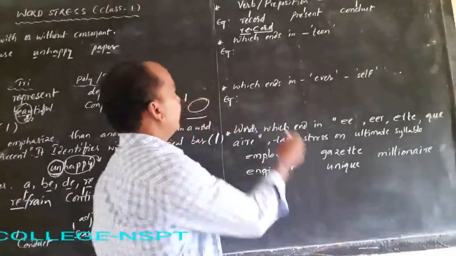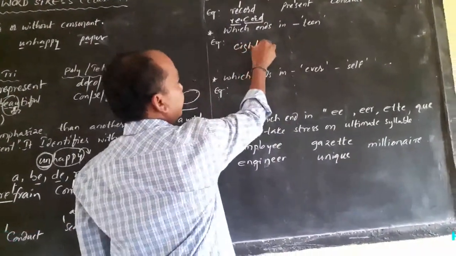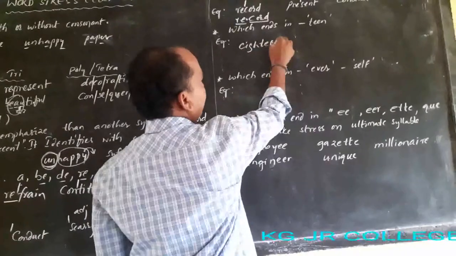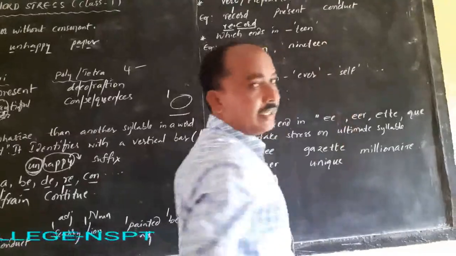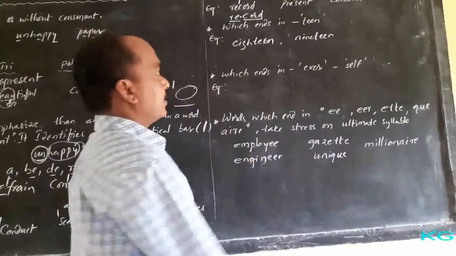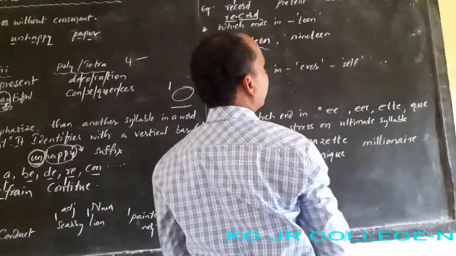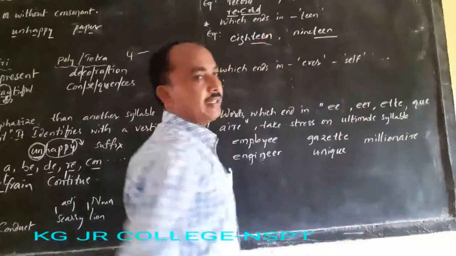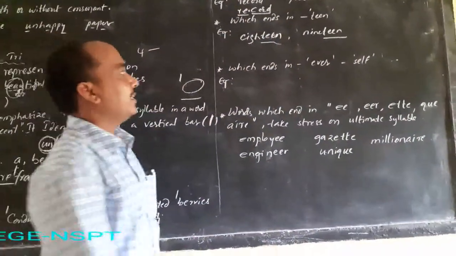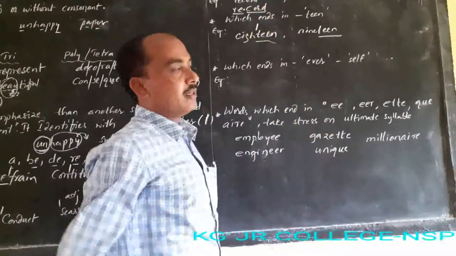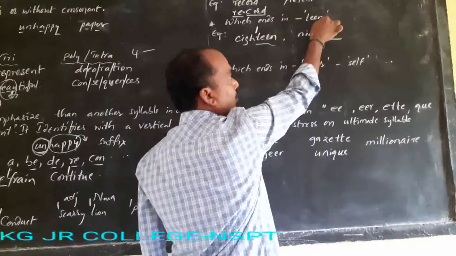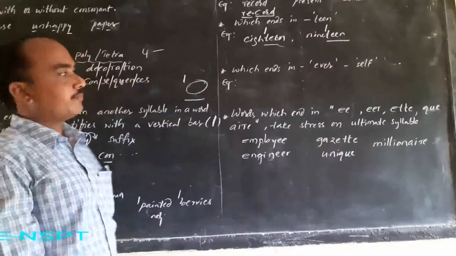For example, 18, 19. See here, the word ends in teen. That's why this teen part is stressed. It means the stress should be used on the teen part.